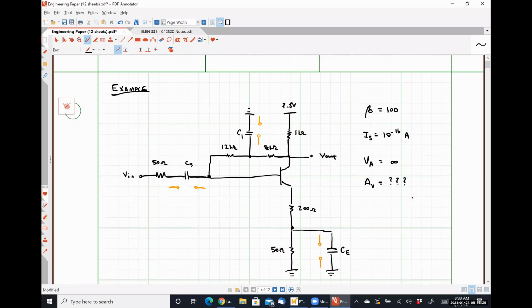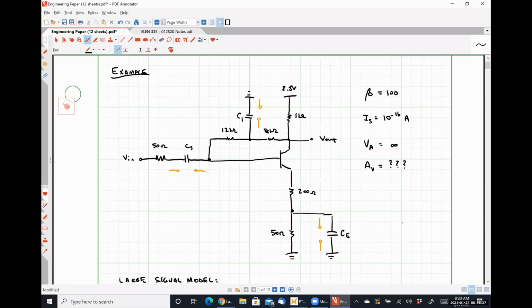So let's look back at our original circuit here. Now, instead of treating all of our capacitors as open circuits, we are going to treat them as short circuits, right? So if we replace this guy with a short circuit, this guy with a short circuit, and this guy with a short circuit, obviously now our input voltage source is connected to the rest of the circuit. So that 50 ohm resistor is going to be in play.